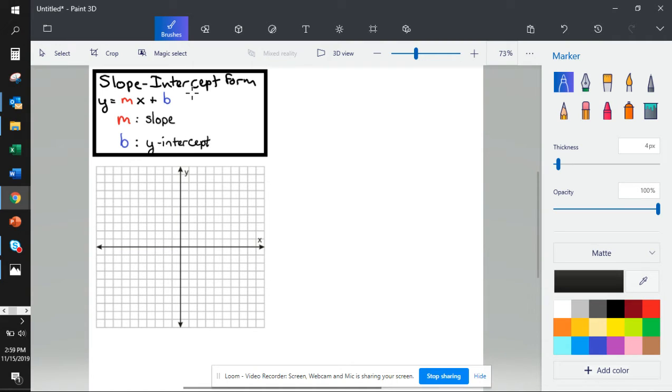Now, those two values will affect how quickly the line goes up and down, sort of the slant of the line, in this way. So let's give you an example.